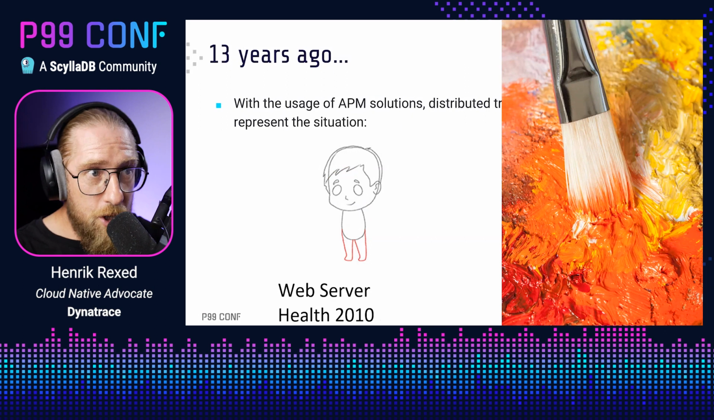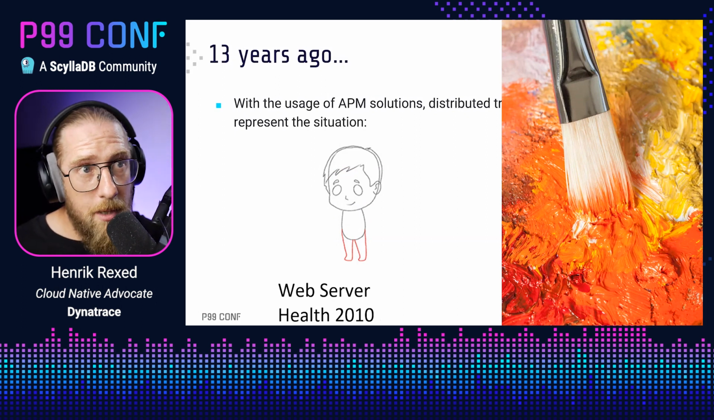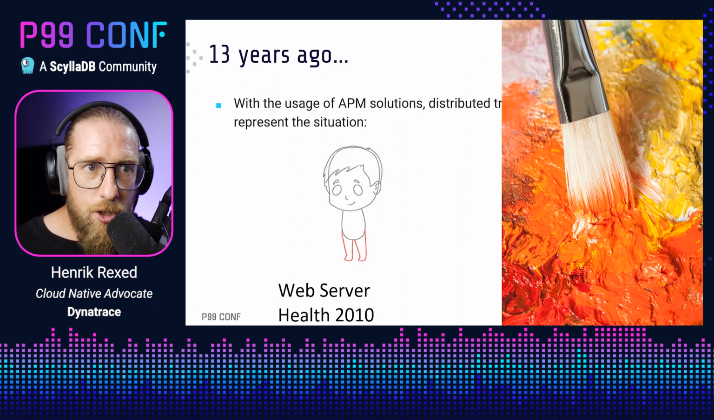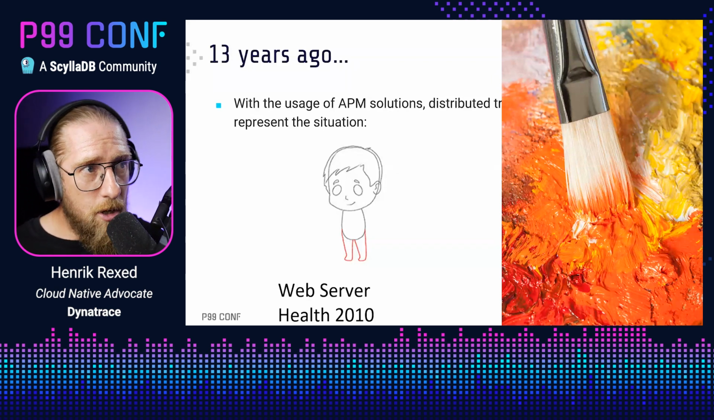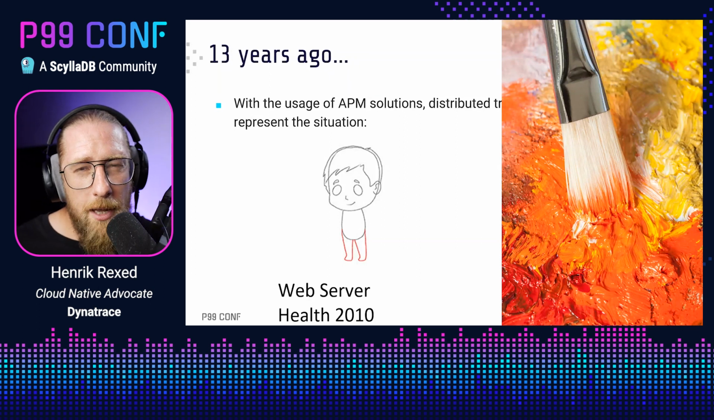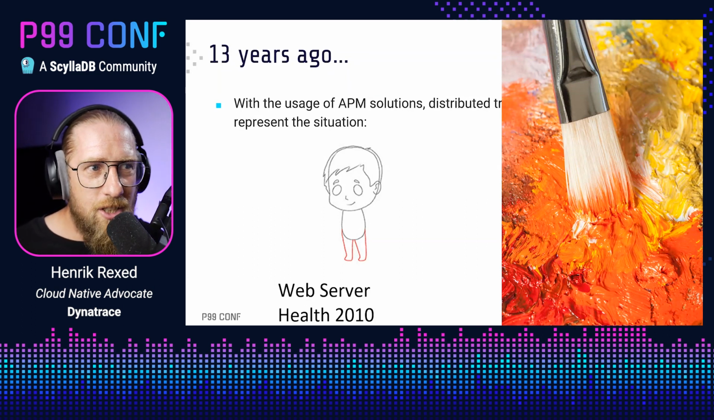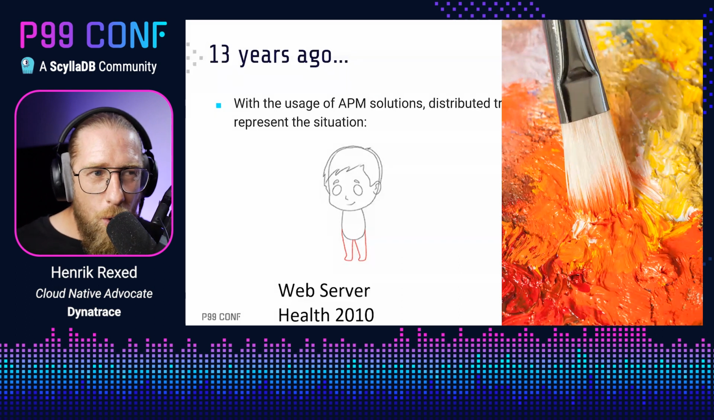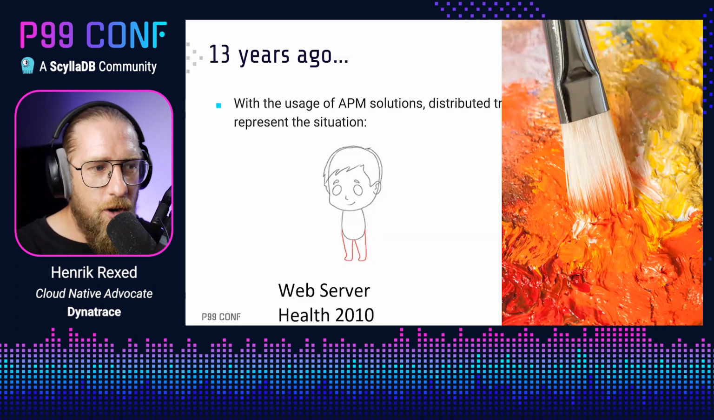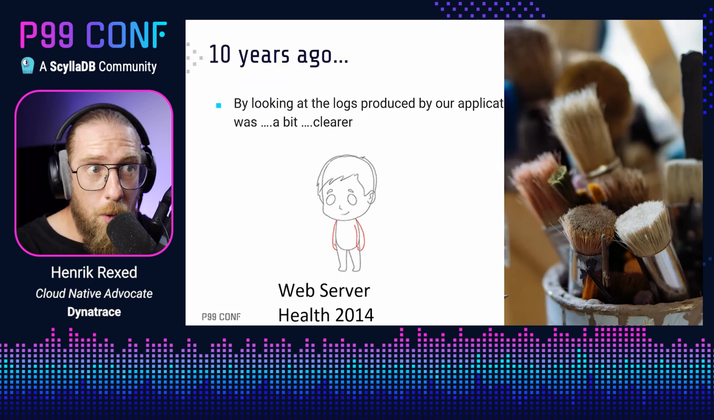Then 13 years ago, there were a lot of new products coming onto the market. Application performance monitoring solutions, APM, provided various features like distributed tracing, end user monitoring, and synthetic monitoring. So at the end, you have a much better understanding of what's really happening in your environment. With this, the web server now has eyes, a nose, a mouth. So the shape is a bit more representative, but still we are far from what I had in mind to represent, in fact.